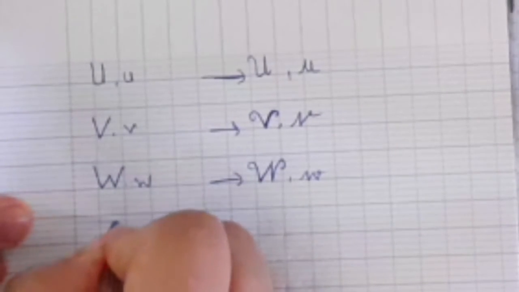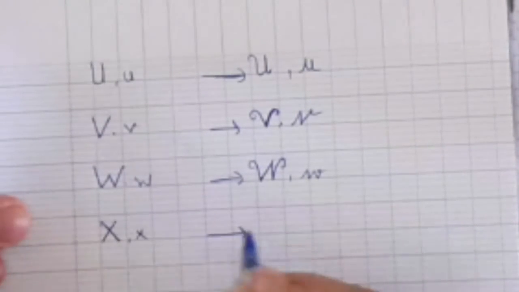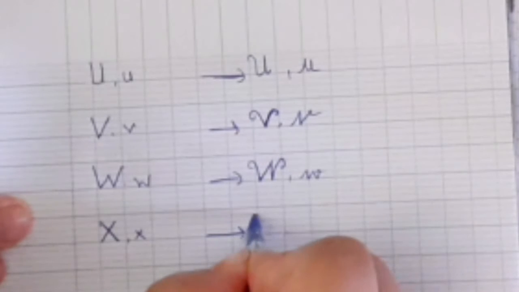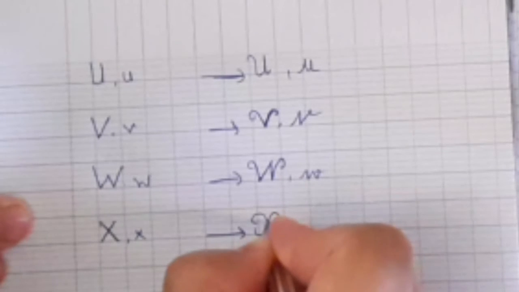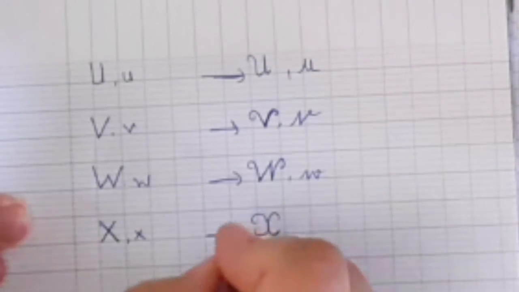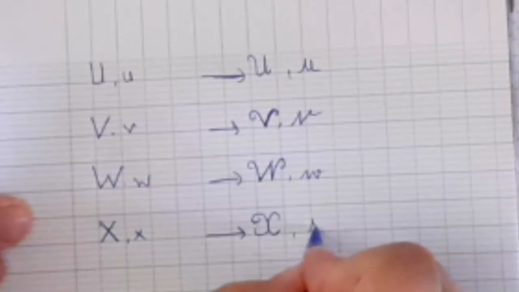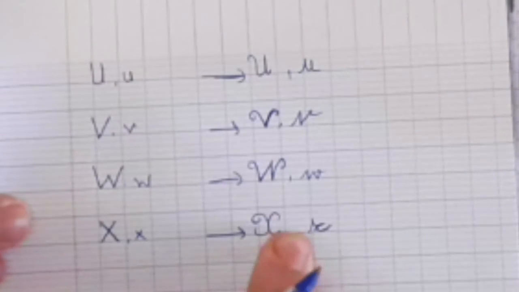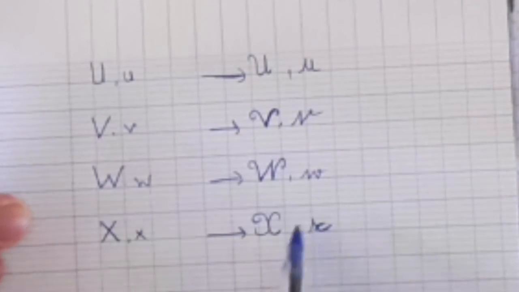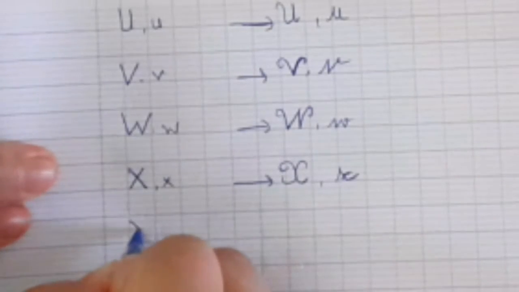Then X. X is like that. Now X is like that in two steps. We do like that. This is X. Then like that. S plus C here. S and C connected. This is X. Then Y.